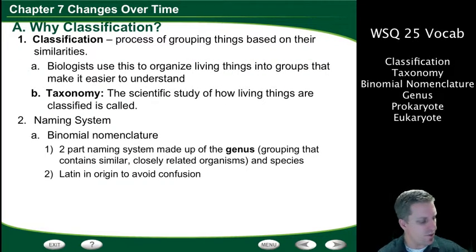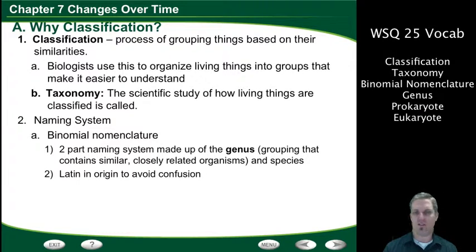So the first question we have to answer is why classify? What is classification? What's the purpose of classification? Why do we do classification? And really simply, classification is something we do all the time. It's just the process of grouping organisms or living things, based on their similarities.